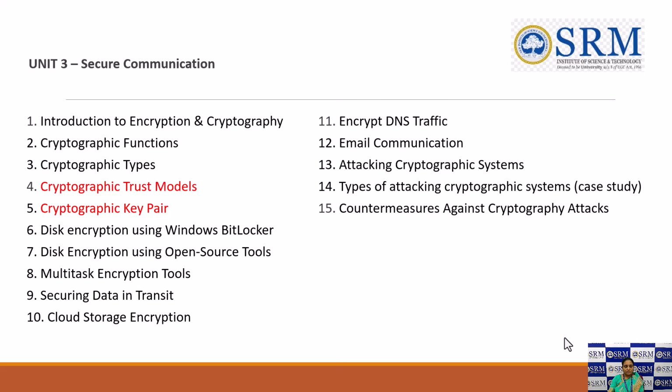Cybersecurity subjects. In today's class, in Unit 3, Secure Communication, I'm going to cover the topics cryptographic trust models and cryptographic key pair. In the last class, we have seen the introduction to encryption and cryptography, and the various cryptographic functions like the CIA triad, that is confidentiality, integrity, availability, non-repudiation, authenticity. We have also seen the symmetric and asymmetric types of cryptography. In today's class, we are going to see cryptographic trust models and cryptographic key pair.